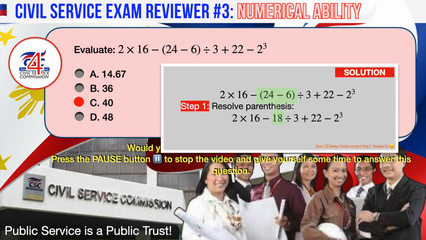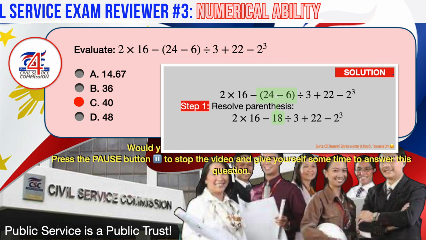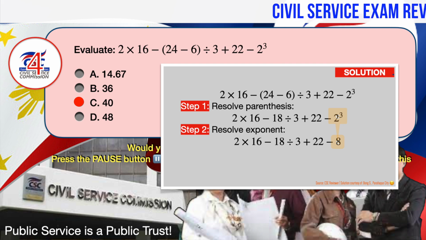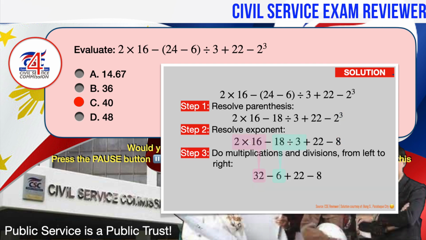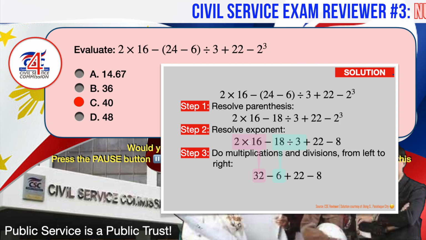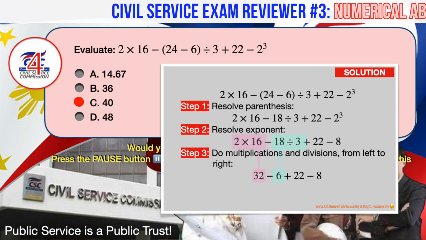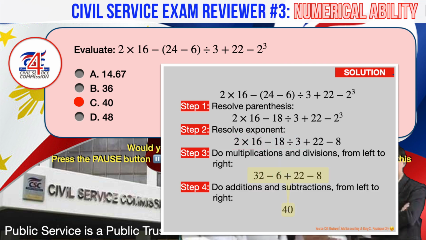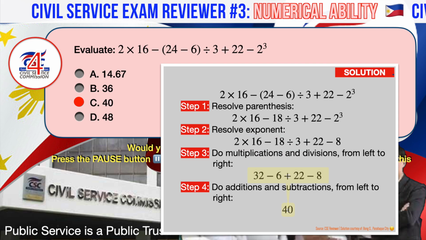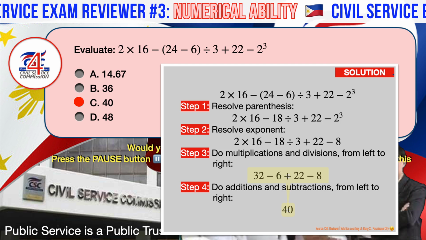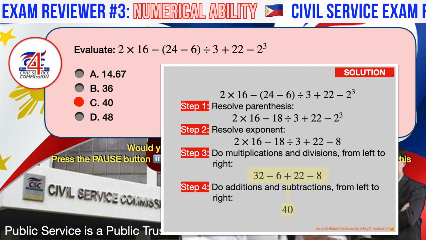First step, resolve the parenthesis. 24 minus 6 equals 18. Second step, resolve exponent. 2 cubed is equal to 2 times 2 times 2, which is equal to 8. Third step, resolve multiplications and divisions, from left to right. 2 times 16 is 32, and then 18 divided by 3 is 6. And for our fourth and last step, resolve additions and subtractions, from left to right. That's 32 minus 6 plus 22 minus 8, which is equal to 40. And 40 is our correct and final answer.